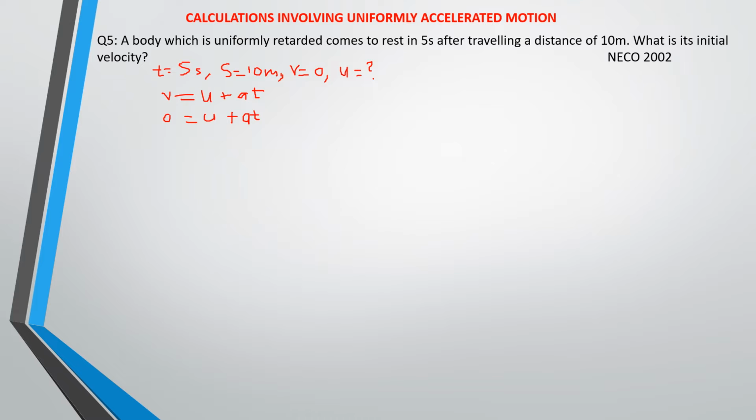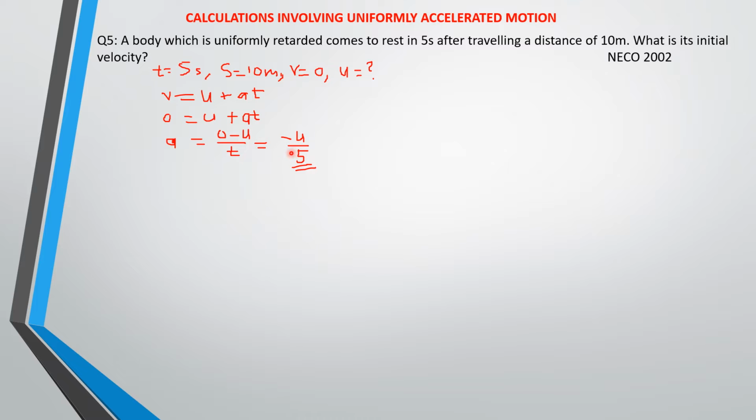So you have that a will be equal to 0 minus u all over t, right? So if you substitute into this formula the figures that you are given, a will be equal to 0 minus u all over 5. Don't forget that this is retardation, so you have a minus sign. So this gives you the retardation of this body.